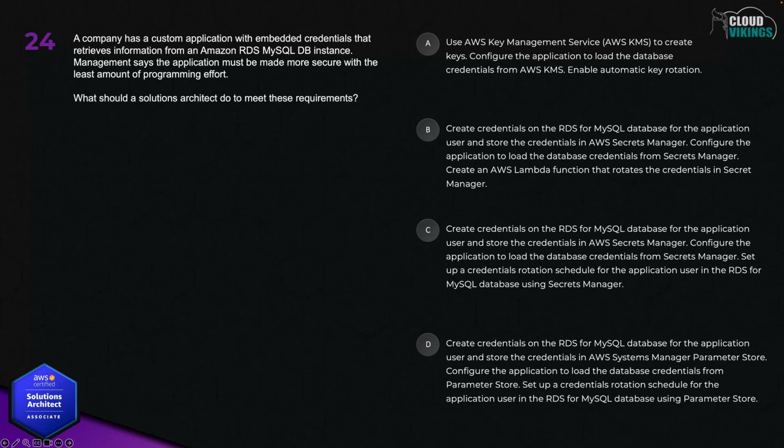The correct answer here would be C. To create credentials on the RDS for MySQL database for the application user and then store the credentials in AWS Secrets Manager. Configure the application to load the database credentials from Secrets Manager. Set up a credentials rotation schedule for the application user in the RDS for MySQL database using Secrets Manager.